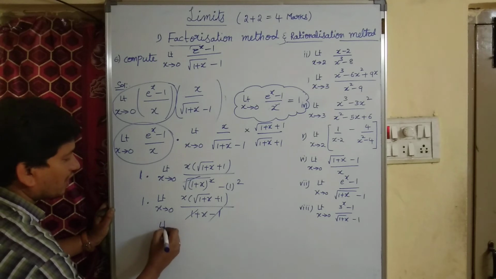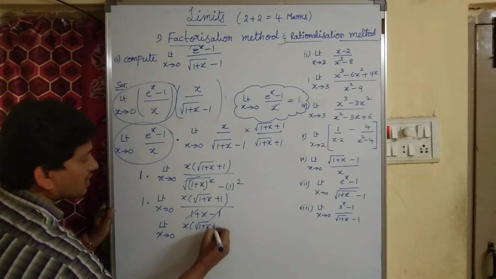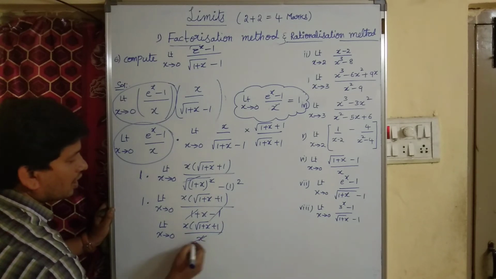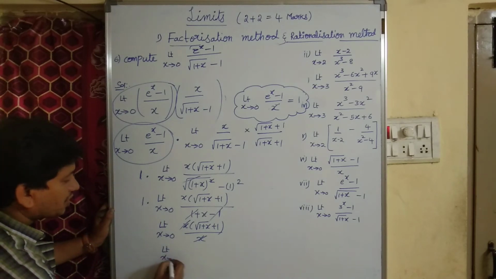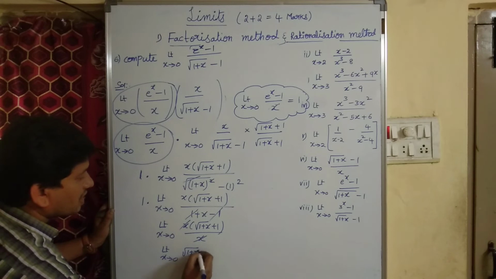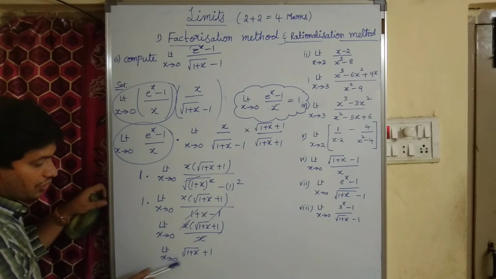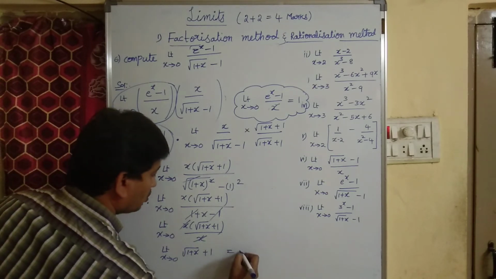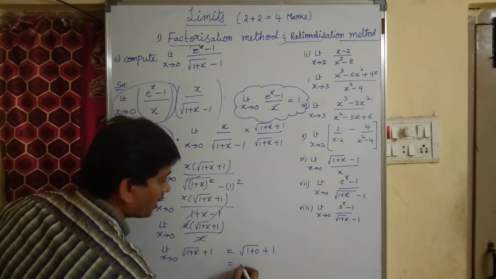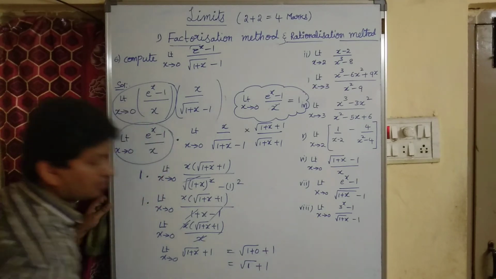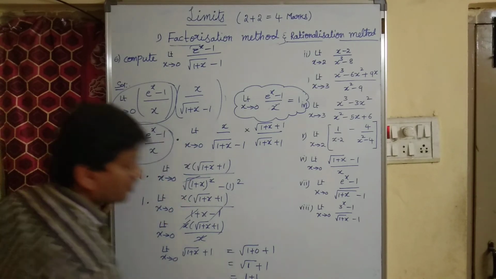So 1 into something you will get the same thing, limit x tends to 0, x into root over 1 plus x plus 1 divided by x. X gets cancelled. So limit x tends to 0, root over 1 plus x plus 1. In place of x I need to substitute 0. So root over 1 plus 0 plus 1. As root 1 plus 0, root 1 is 1, so 1 plus 1, which is equal to 2.